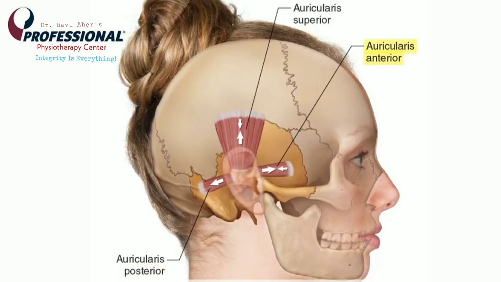Therefore, the auricularis anterior muscle is located in front of and attaches into the ear. The auricularis superior muscle is located above and attaches into the ear. And the auricularis posterior muscle is located behind and attaches into the ear. These are the muscles of the auricularis group.